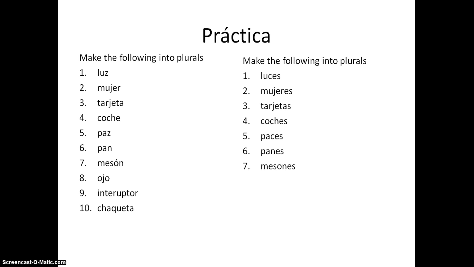Now this one, you should note that sometimes they lose their accent when it becomes a plural. Mesones, again ends in a consonant, so we add ES. Ojo ends in a vowel, so we add S. Interruptor ends in a consonant, so we add ES. Chaqueta ends in a vowel, so we just add S. Okay, so I hope you've got that. Rewind it back if you're not sure, and have another go.